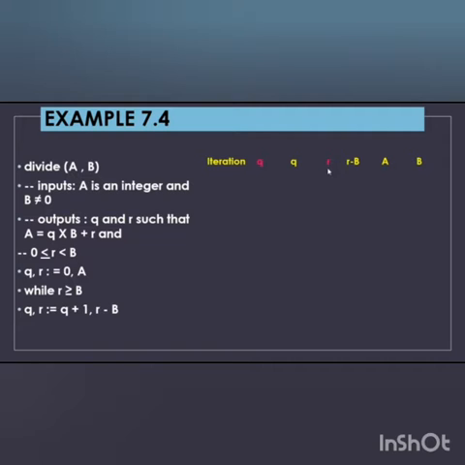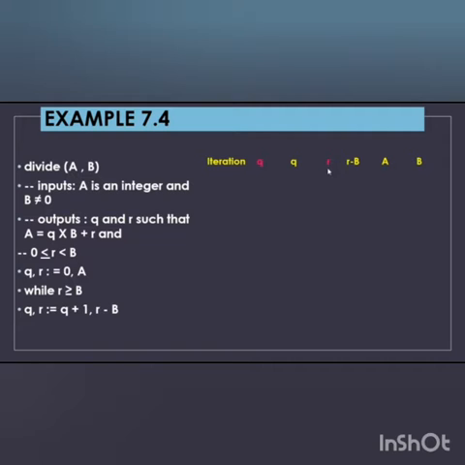Then the next step is Q comma R is equal to 0 comma A. So initially the value of Q is 0, quotient is 0, and the remainder value is A. So what is the value of A? 22, because we still haven't divided. So the value of A is 22.